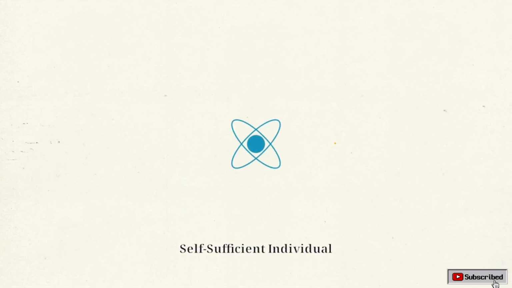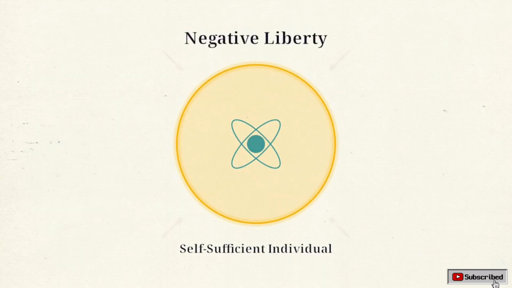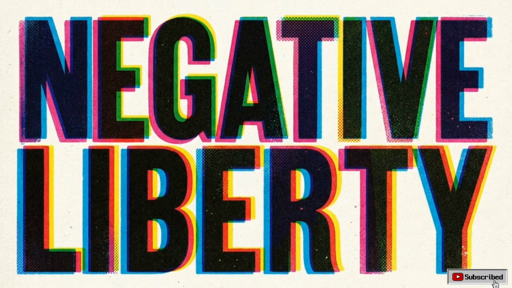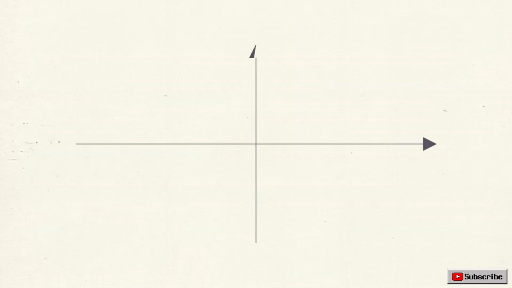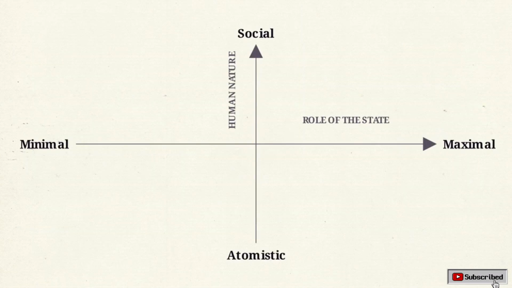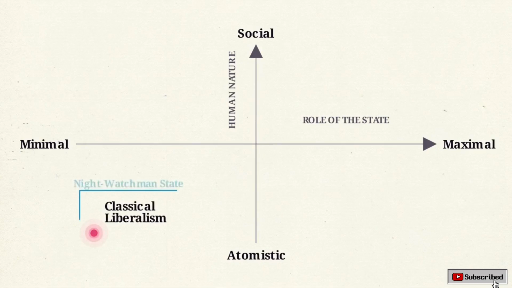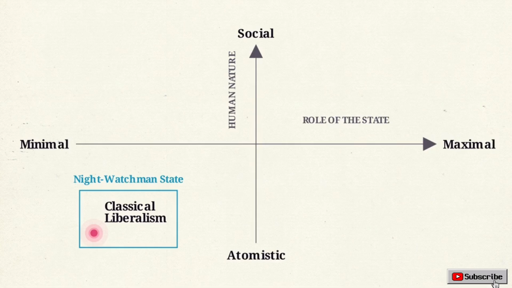If you believe humans are self-sufficient atoms, you measure freedom strictly by the absence of external coercion. In political theory, this is called negative liberty, the right to simply be left alone. Plotting this on our matrix places classical liberalism in the extreme bottom left quadrant. This position dictates a night watchman state. Government function is strictly limited to protecting private property, maintaining domestic order, and enforcing contracts. Everything else is left to the market.